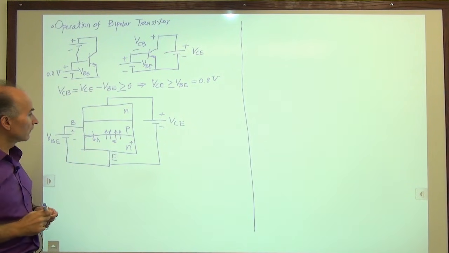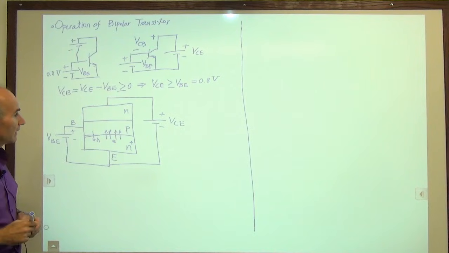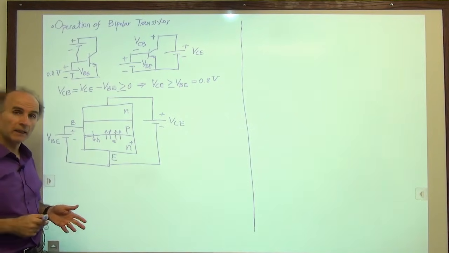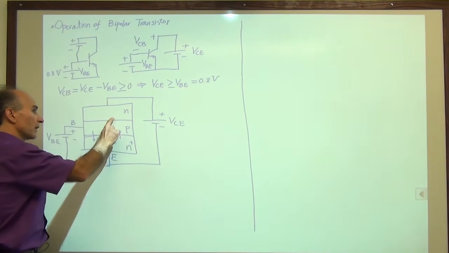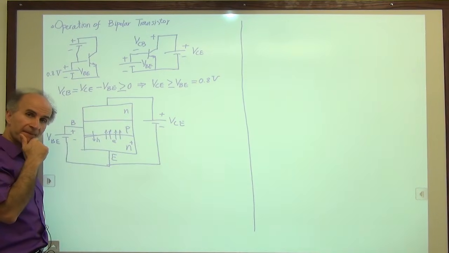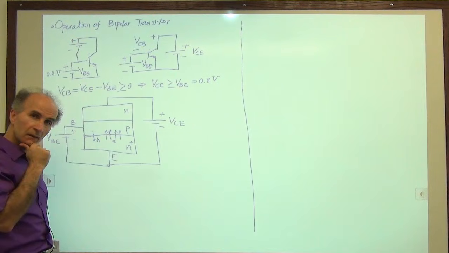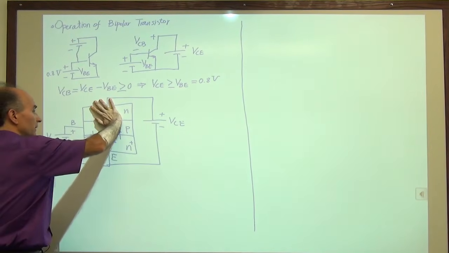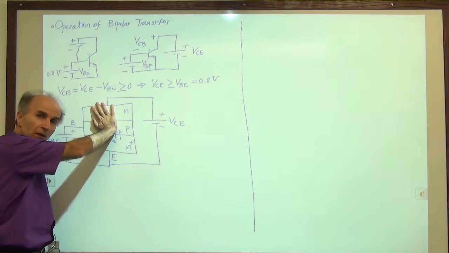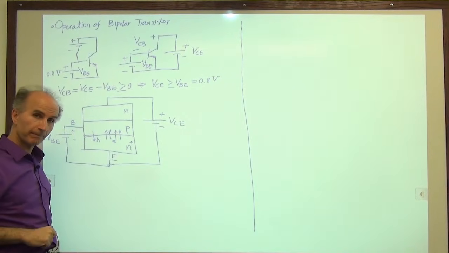Okay, very good. But then, is that it? In other words, if this junction is reverse biased, does it mean that it has no current? If it has no current, then that's open, this is not useful. So something else must be going on.